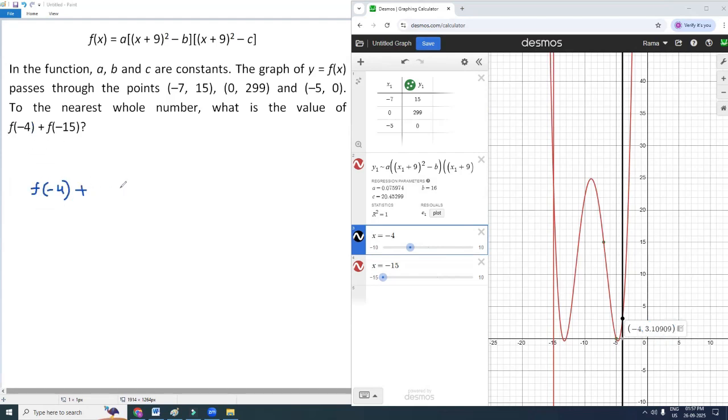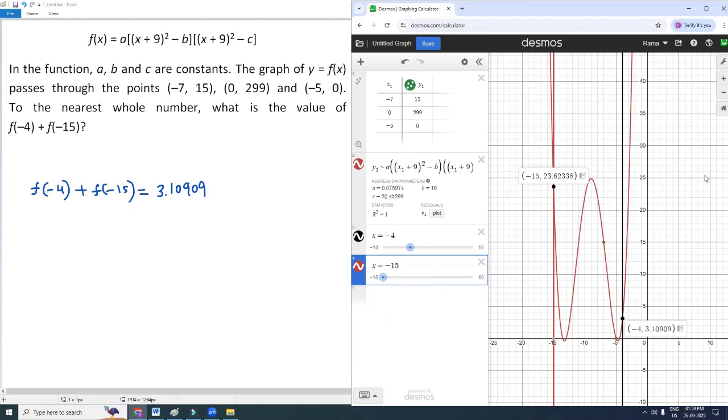Let me write it over here. f(−4) + f(−15) equals, for this one, we can plug in this y-coordinate, 3.10909. Now to get the value of f(−15), consider the point of intersection of the vertical line through −15 on the x-axis and the graph of the given function. Okay, it's over here. When x = −15, the y-coordinate is 23.62338. So this is the value of f(−15).